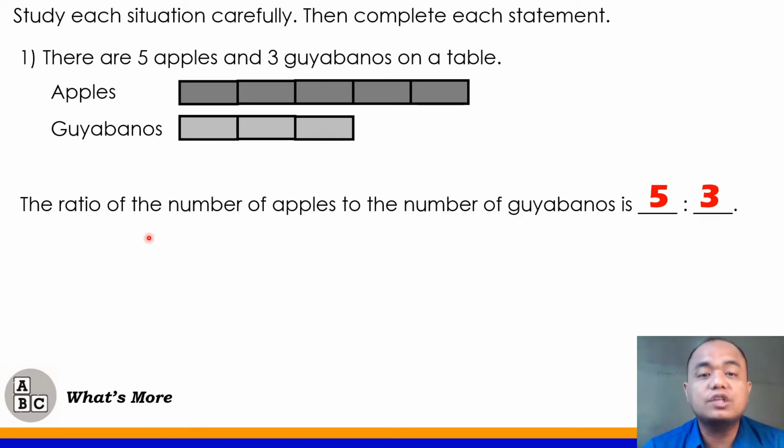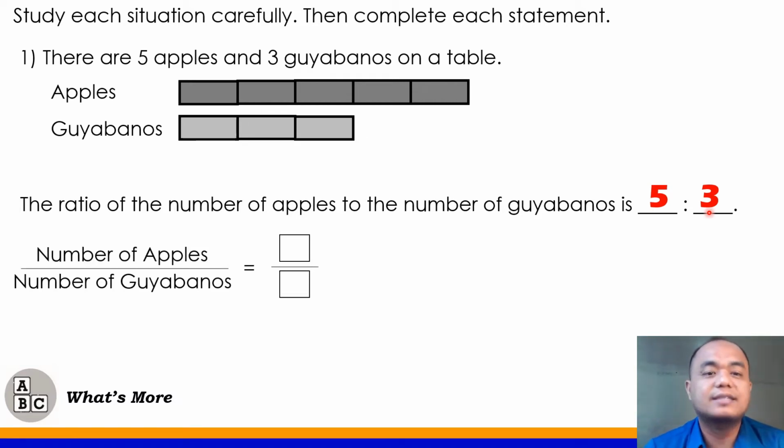So therefore, the ratio of the number of apples to the number of guyabanos is 5 is to 3. For every 5 apples, there are 3 guyabanos. Next, let's make this in fraction form. The number of apples, the first quantity, is located in the numerator, then the number of guyabanos is located in the denominator. So 5 is to 3 is written also in fraction as 5 over 3. That is how they are related to each other.